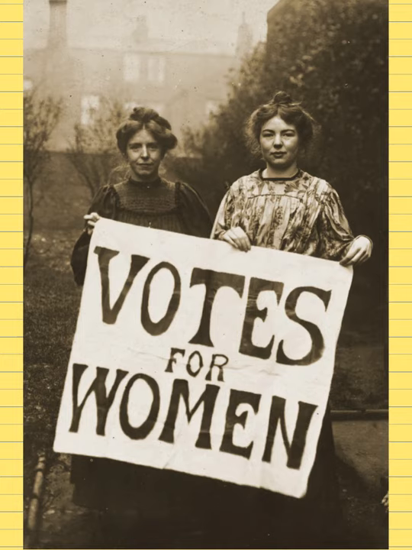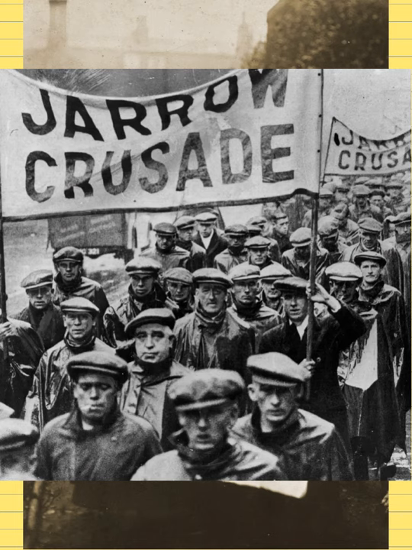Another example of the sort of thing that we look at in Unit 1 is the Jarrow Crusade. This is at the heart of the Depression. A group of men marched from the north of England all the way down to London in order to show the government that actually they needed help in order to feed their families as they became jobless following the Great Depression of the Wall Street crash in 1929 in America.